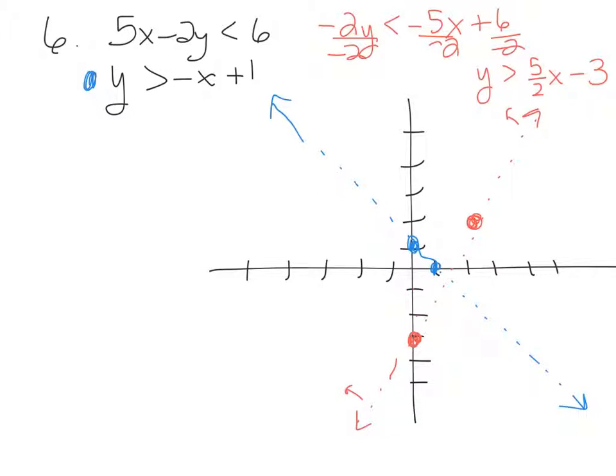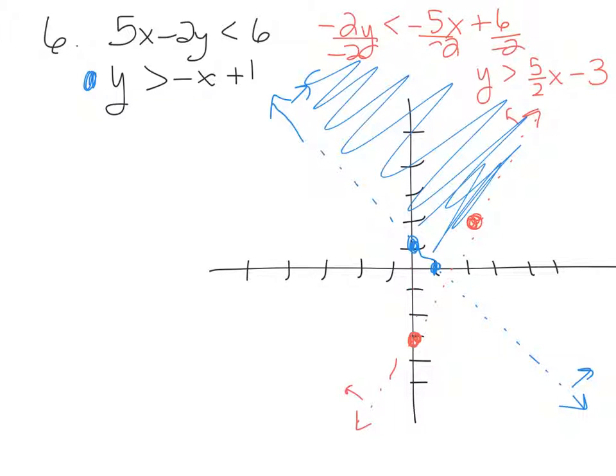Then the blue one, you're asking, this says y is greater. So where is y getting bigger? Is it this way or is it this way? Well, it's this side that y is getting bigger. So you're going to shade in that direction. So again, you're looking at where they combine. And where they combine is right here in this section of the two lines.